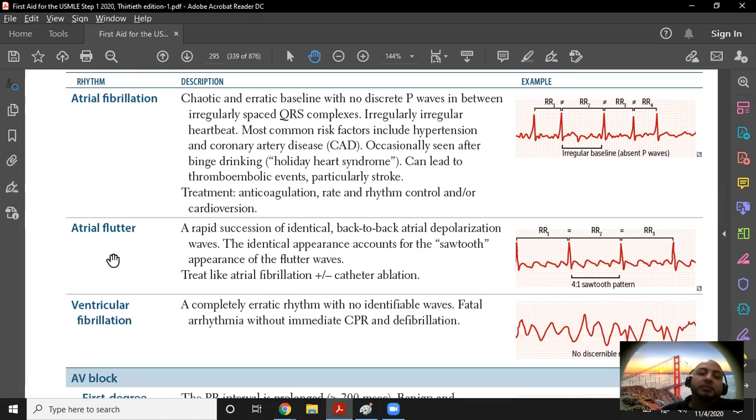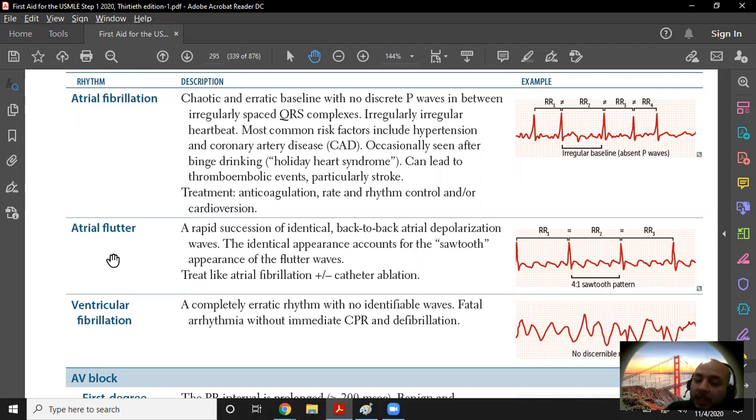AFlutter is very similar to AFib, only that you do see the P waves. I can see them, right? They are discernible. The R to R intervals are also normal. How would I treat? The exact same way I would for AFib. Okay, same exact thing. Also, ablation would help. Remember, ablation is when you're literally zapping the AV node.